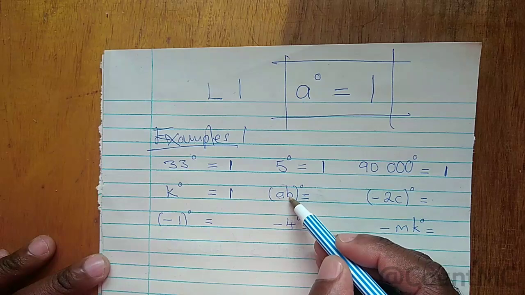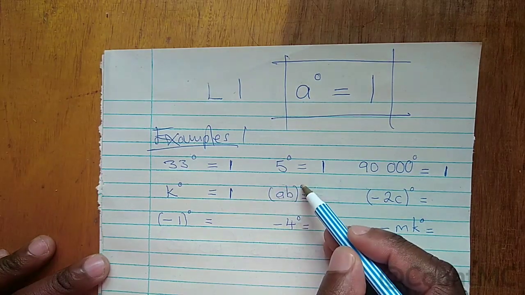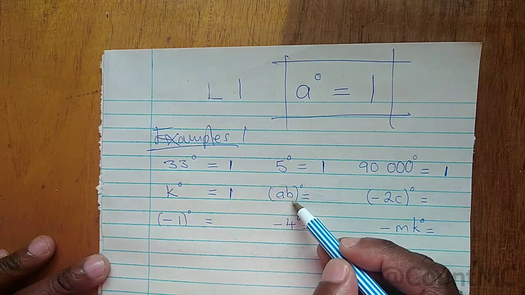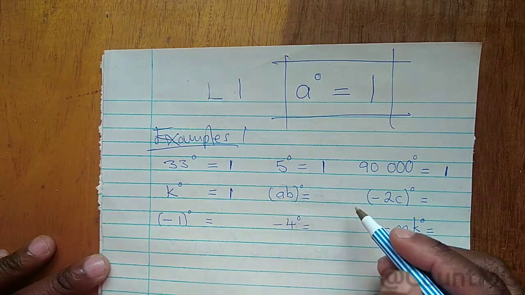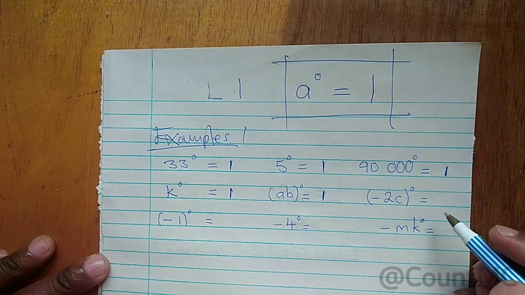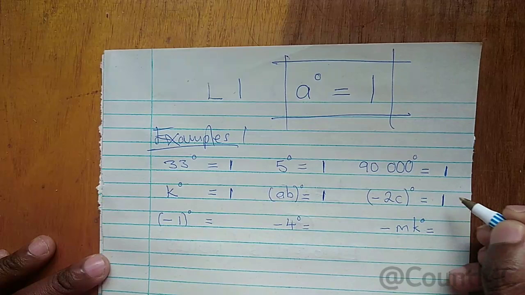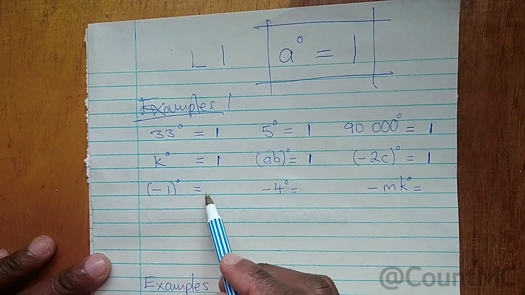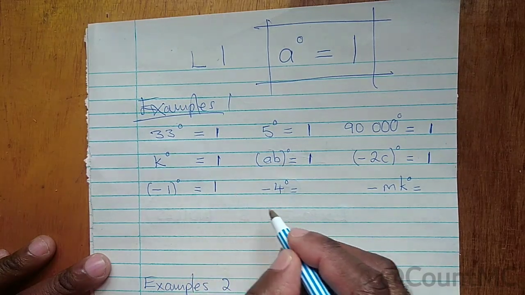Now a is multiplying b. Usually we distribute this power inside, but any bracket to the power 0, it doesn't matter what's inside, it's equal to 1. Any bracket to the power 0 is equal to 1.